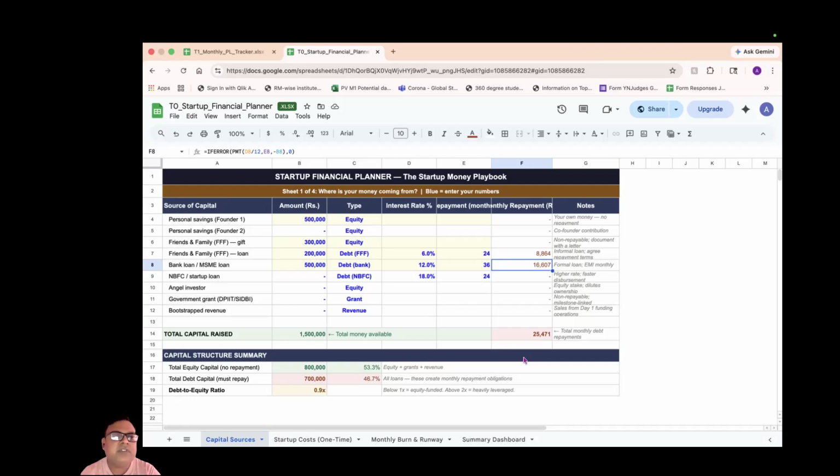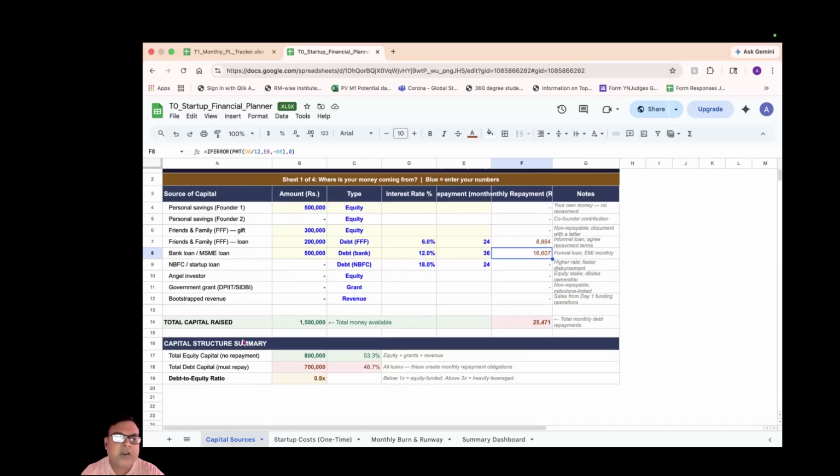So let me take you through two important sheets that I've made. The first one, when you are starting your venture, when you're doing a startup, there has to be one sheet which I call a financial planner. Okay. So this particular sheet that you see, T0, you can take this as a template. This is the starter financial planner.